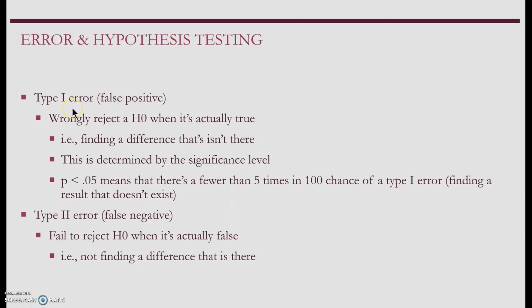That's what we call type 1 error as well. It's basically the same thing. Wrongly reject the null hypothesis when it's actually true. So we find a difference but it's not there in reality.